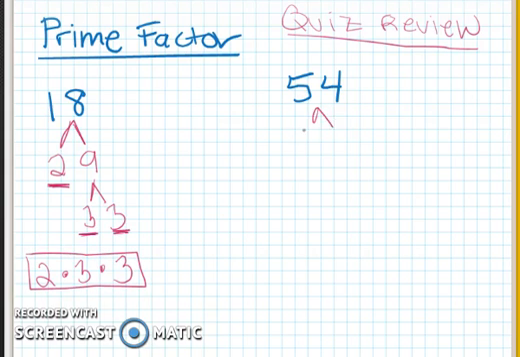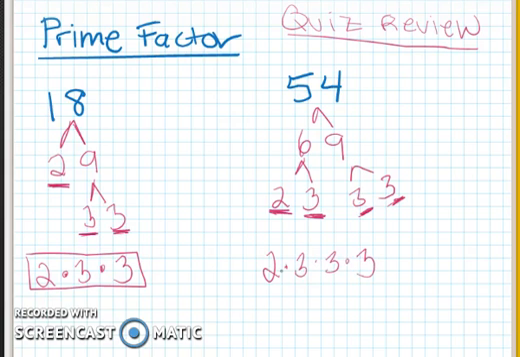54. Breaking this one down, this is 6 multiplied by 9. The 6 can break down to 2 and 3. These are both prime. And the 9 is going to break down to 3 and 3, which are both also prime. I end up with 2 times 3 times 3 times 3 as my prime factorization.